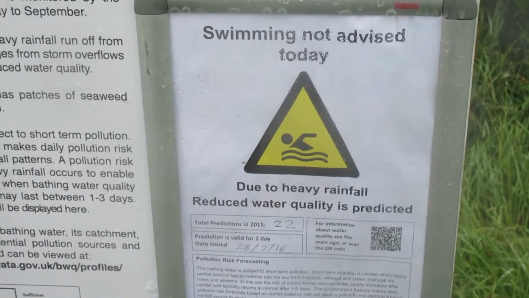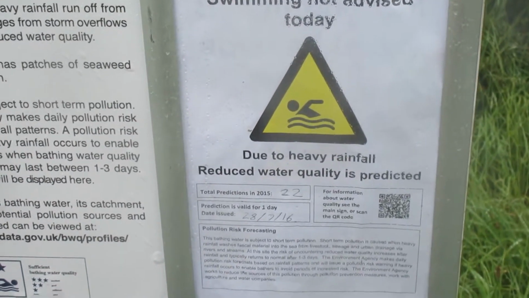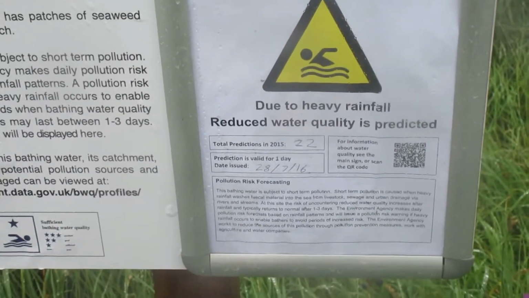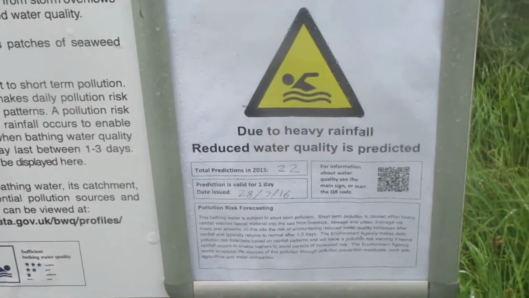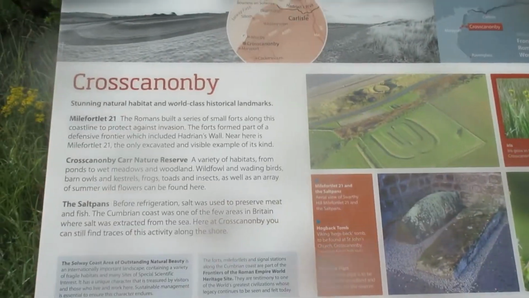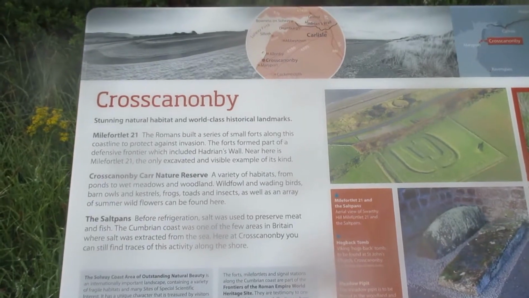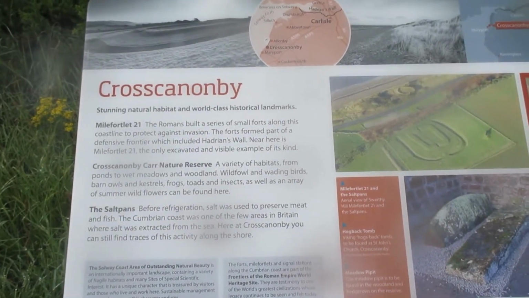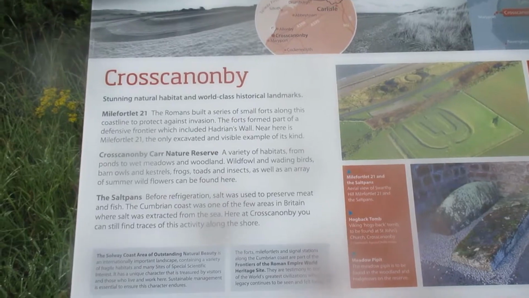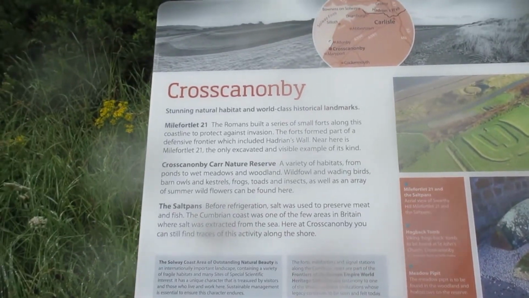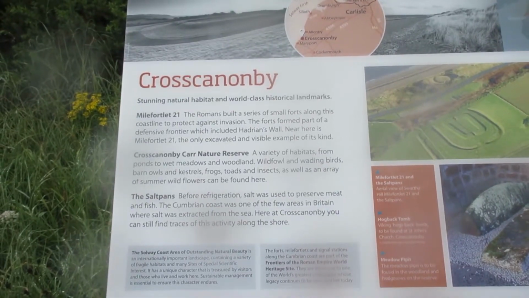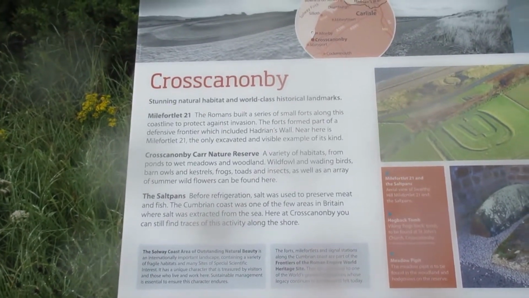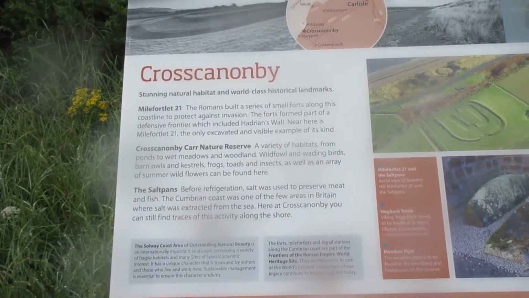Swimming not advised today due to heavy rainfall. Reduced water quality is predicted. Issued today, the 22nd prediction of 2015. And at the side of it is the detail board about Cross Canonby, a natural habitat and world-class historical landmark. Maryport 21. The Romans built a series of small forts along this coastline to protect against invasion. The forts formed part of a defensive frontier which included Hadrian's Wall.